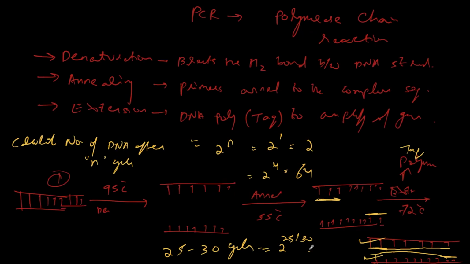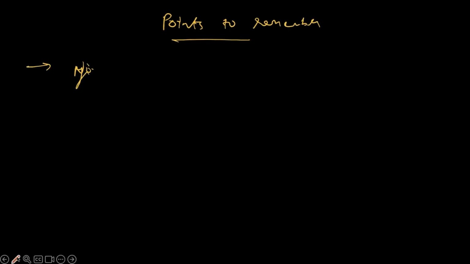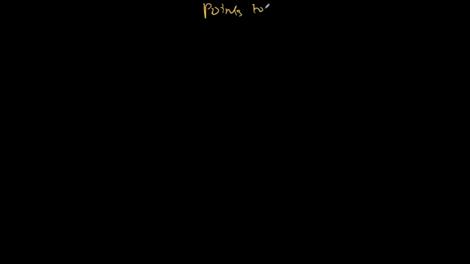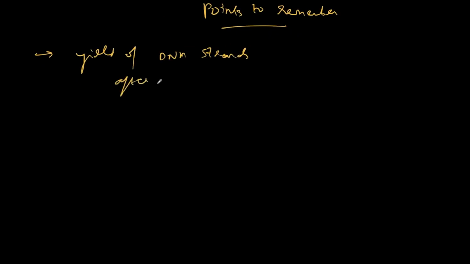So moving on, there are some points to remember here. First, remember the formula for the yield of DNA after n cycles. You should remember this formula, a very important formula: 2 to the power of n. Simplest formula, but very important.